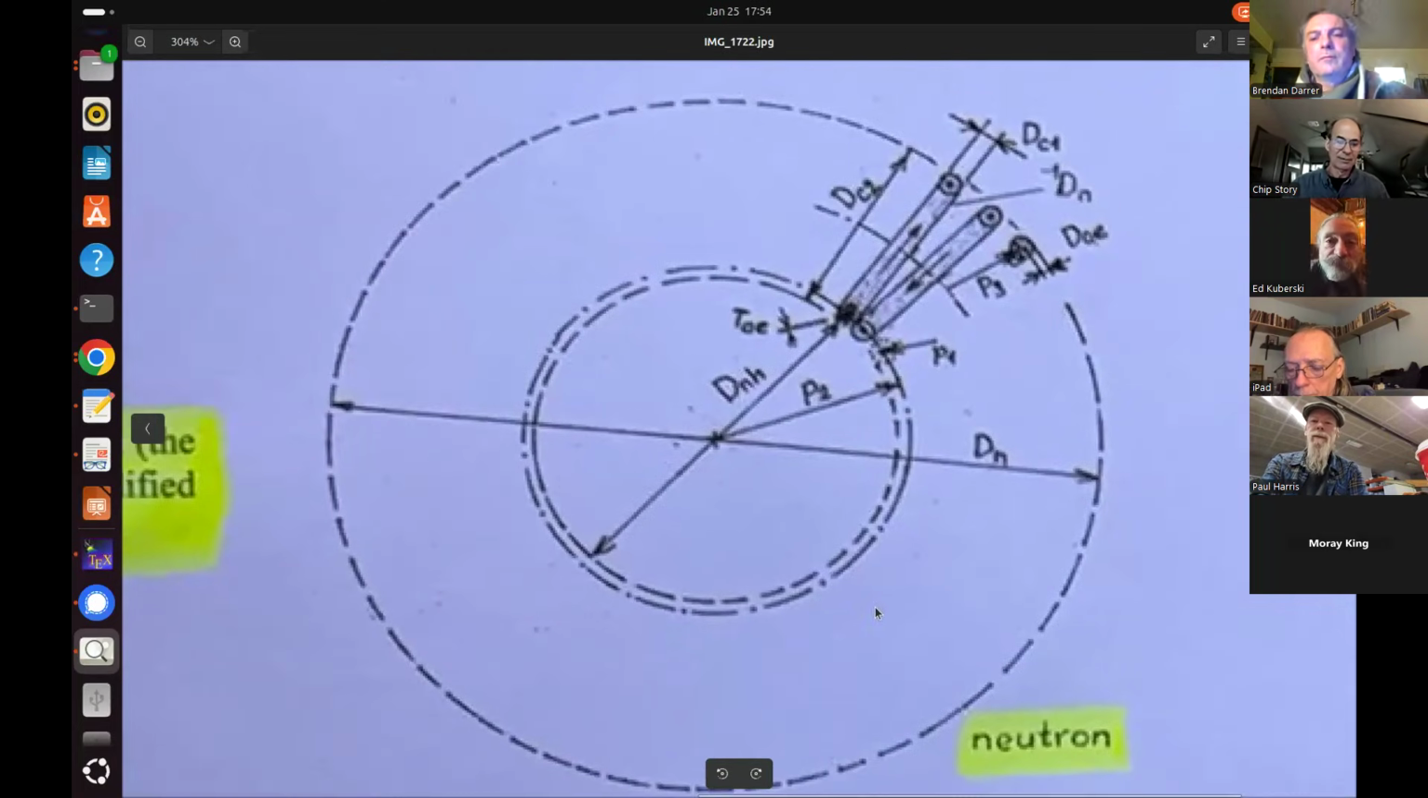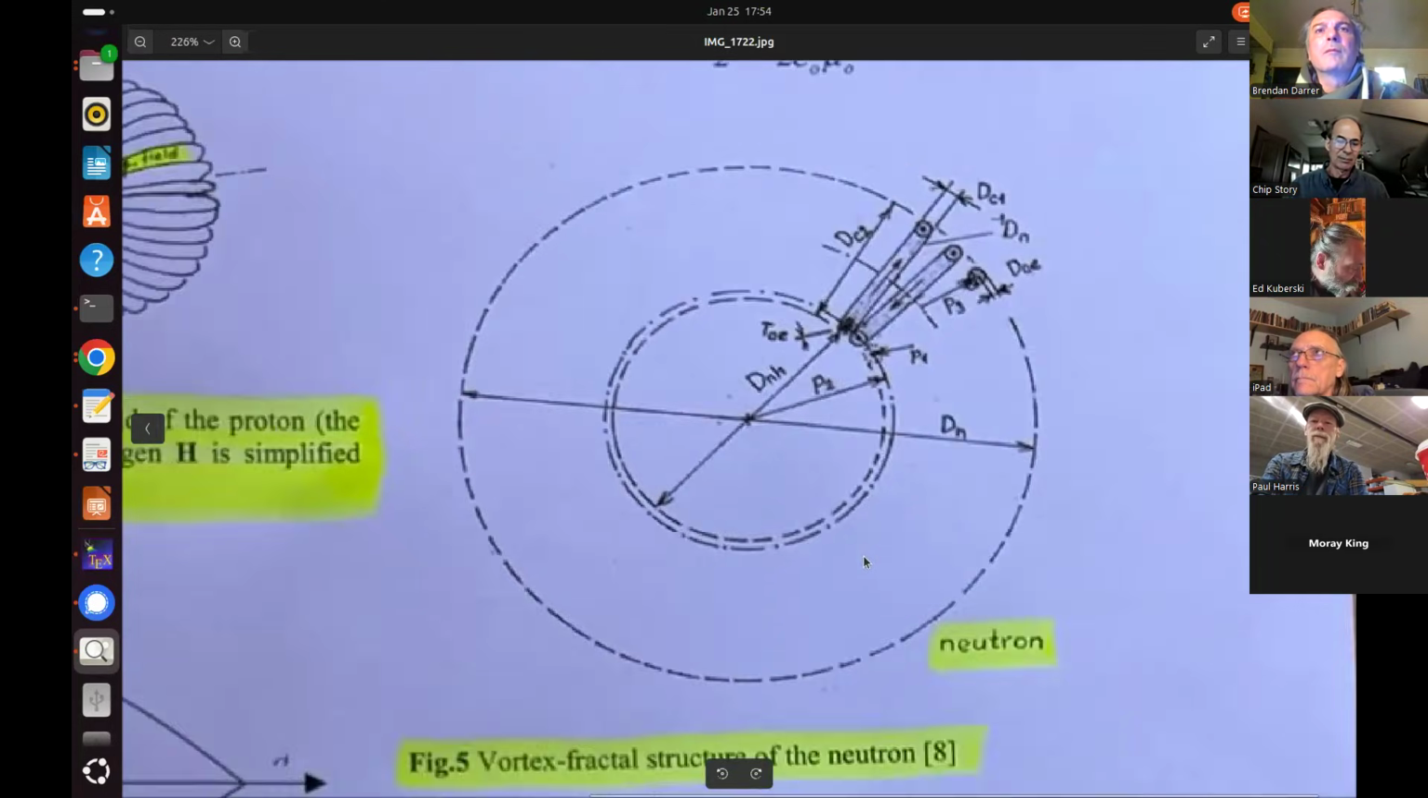And this is the neutron, right? So this is the structure of the neutron. The next one is going to show the proton.